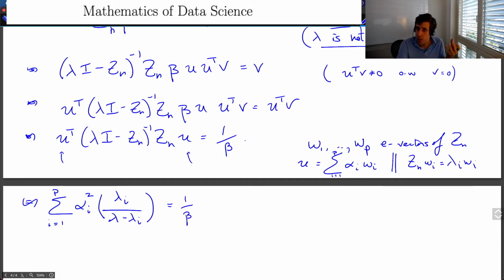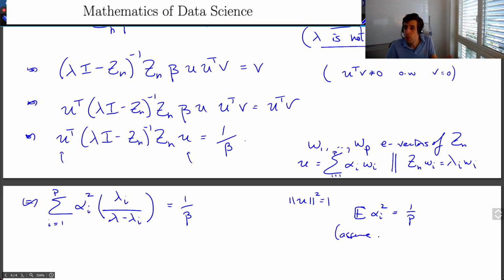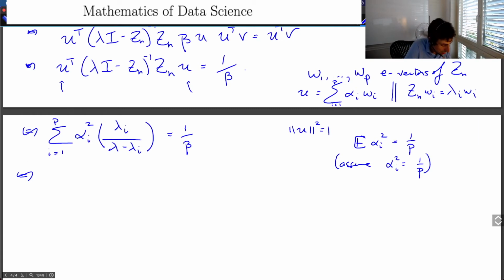Now, the distribution of Zn and U are independent. I picked U and then I draw Zn, so there should be no relation between U and Zn. The Zn are isotropic Gaussian vectors. And so it's reasonable to expect, because the norm of U squared is 1 and the wi's are all orthogonal, that the typical behavior of αi squared is, in expectation, 1 over p. When I take the norm on the right-hand side, I get the norm being 1. So let's assume, and this can again be made rigorous via concentration, that αi squared is exactly equal to 1 over p for our calculation. Once we do that, we just have (1/p) Σ from i = 1 to p of λi over λ − λi equals 1 over β.